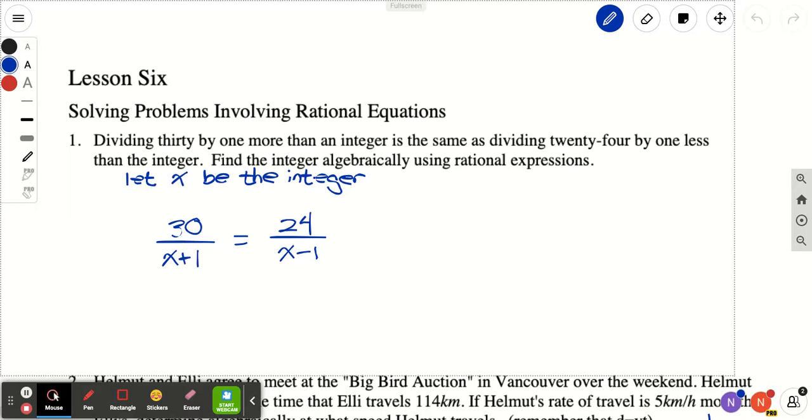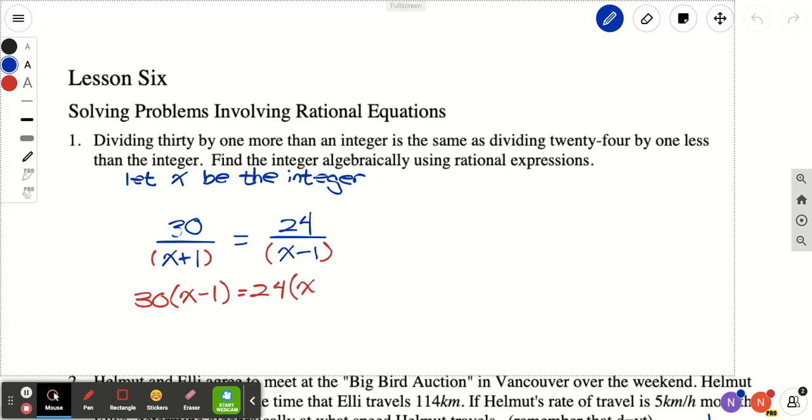But if you need a first step, a good thing to notice might be we have two different denominators, but we really only have one term on either side of the equal sign. So perhaps multiplying across would be the easiest way to solve this. By that, I mean cross multiplication. So 30 times x minus 1 is equal to 24 times x plus 1.